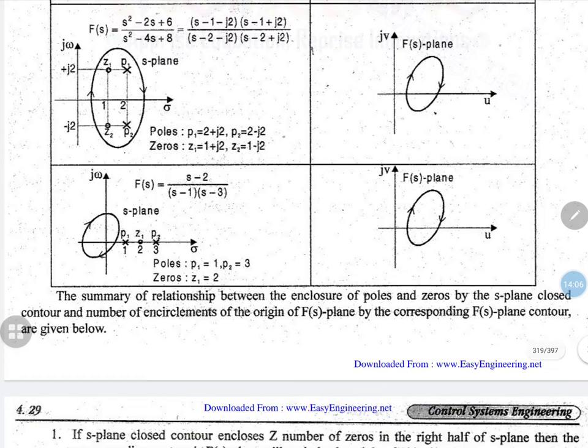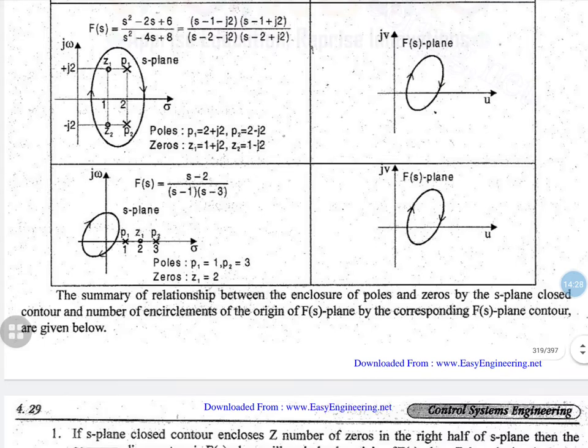Okay, so as you can see here, two poles and one zero are there, but it's not in the right half of the S-plane. So you can see the same result reappears, which is it does not encircle the origin.